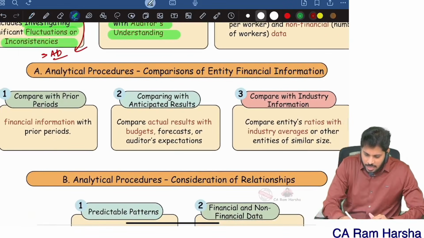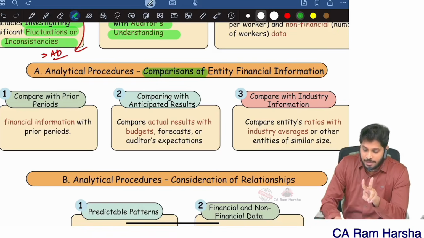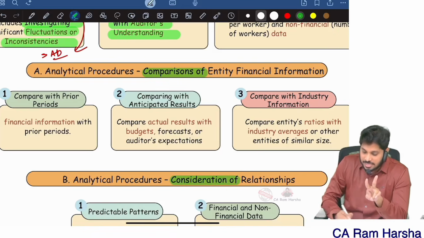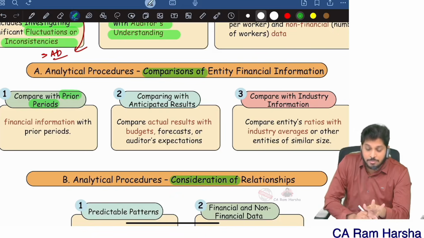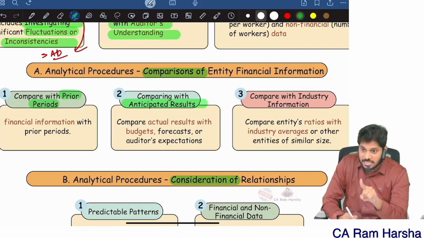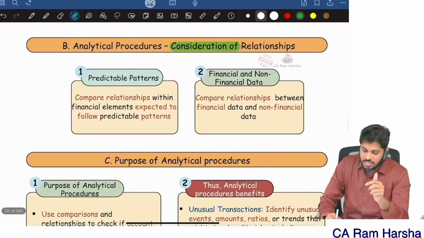Then analytical procedure will have 2 types of analysis. One, comparisons. Another type of analysis is consideration of relationships. Comparisons, 3 types: comparison with prior period, comparison with anticipated results like budgets and forecasts, and comparison with industry information, trying to find out inconsistencies, differences, fluctuations, variations. Next, relationships.